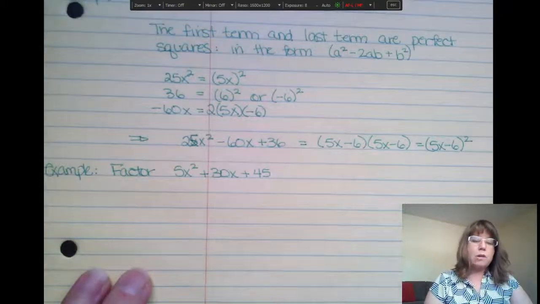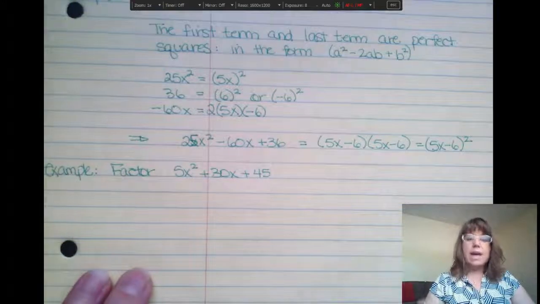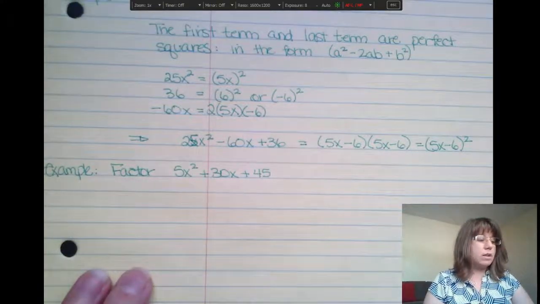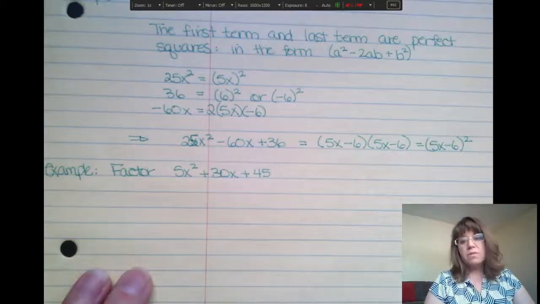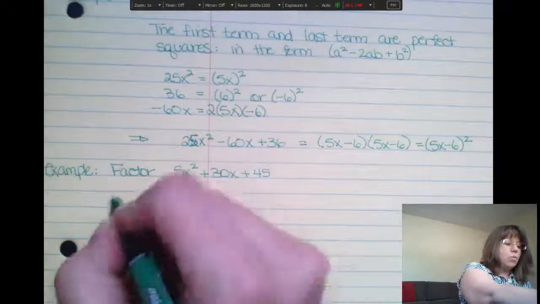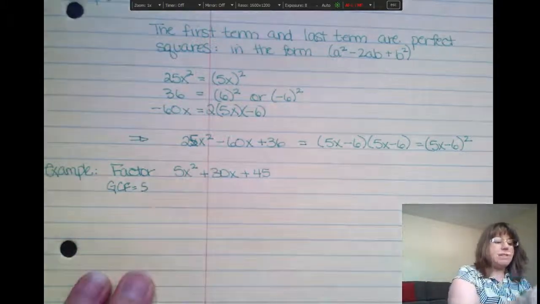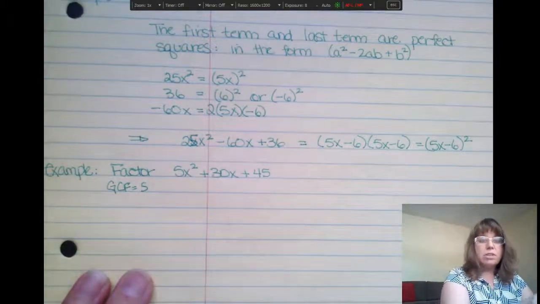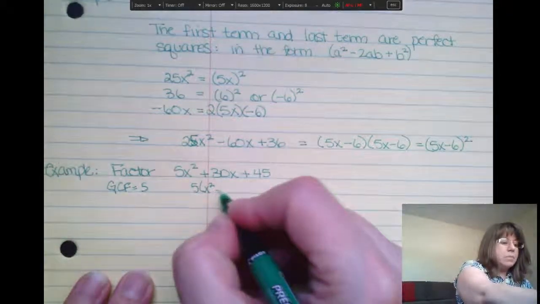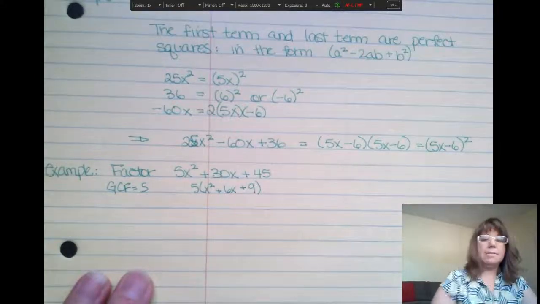Now let's work through a problem from start to finish and see how we can pull from our bag of tricks how to factor an expression. So 5x squared plus 30x plus 45. Now I do see I have a GCF, my greatest common factor, is a 5. I can pull a 5 out of every single term. So I have 5 times x squared plus 6x plus 9.